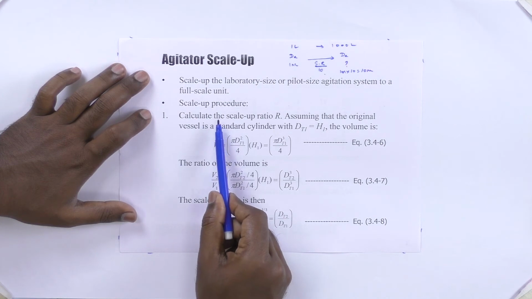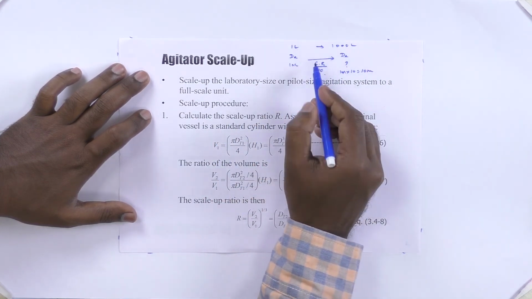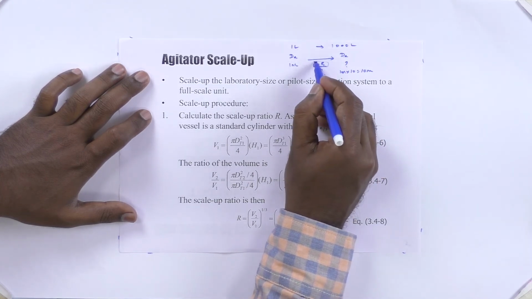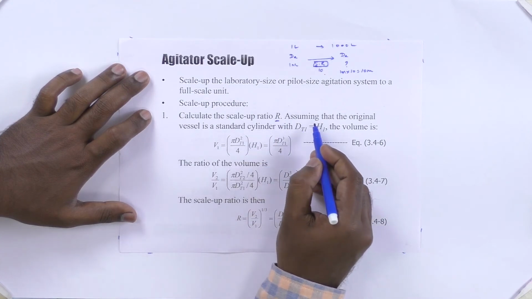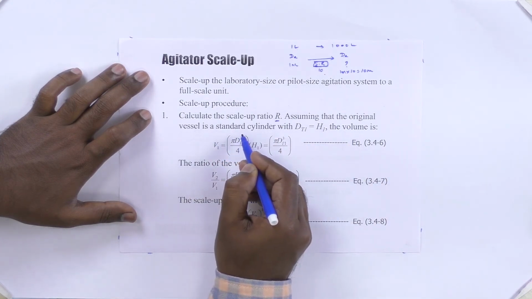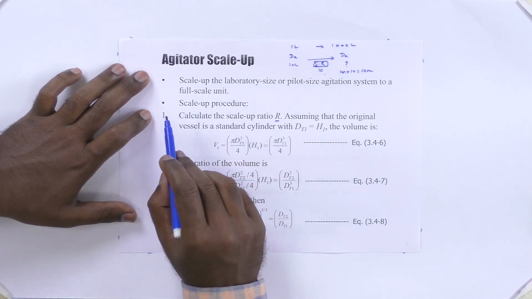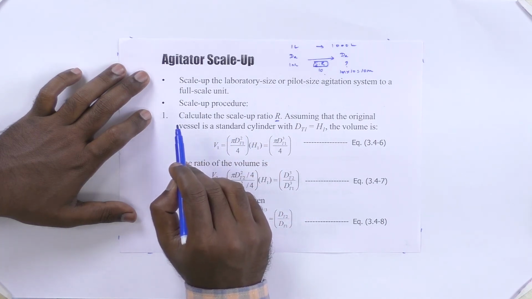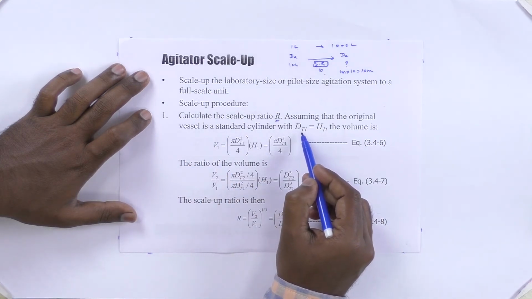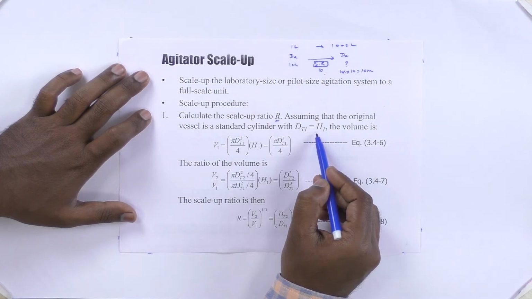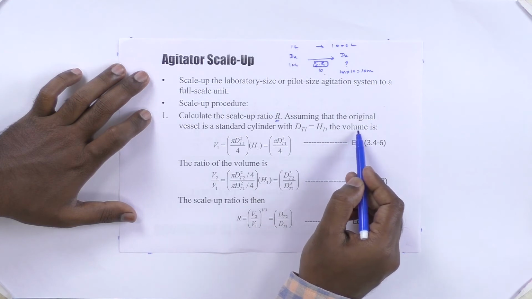First, we need to calculate the scale up ratio. As I told you, this relationship we need to calculate first, and we call this R. Assuming that the original vessel is a standard cylinder. As I told you, the standard cylinder is nothing but we need to follow some dimensions given by the standard geometric proportion. So here they have taken the diameter of the tank to be equal to the height of the liquid surface from the bottom. This is the geometric proportion they have taken, and the volume is going to be.